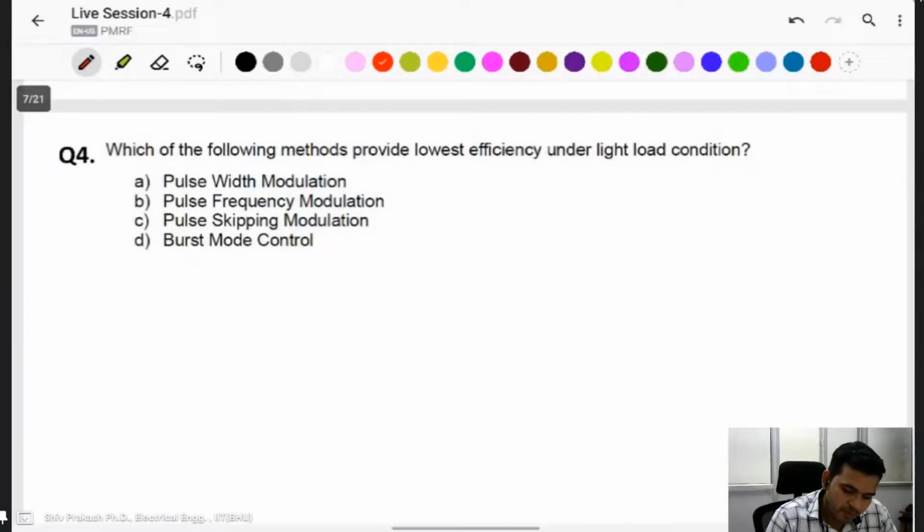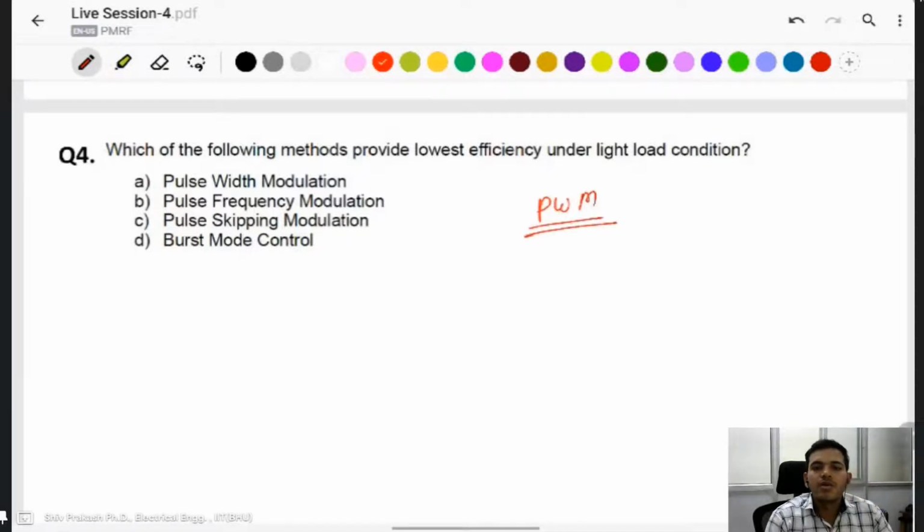Which of the following methods provides the lowest efficiency under light load condition? Pulse width modulation, pulse frequency modulation, pulse skipping modulation, burst mode control. Here, in pulse width modulation control, you give a fixed frequency. If the load is reduced, then in this condition the switching loss is greater than the conduction loss of the switches. That's why pulse width modulation gives the lowest efficiency for light load condition.